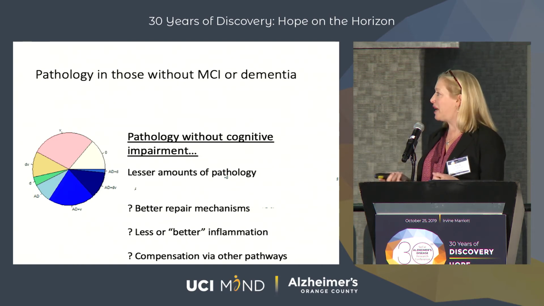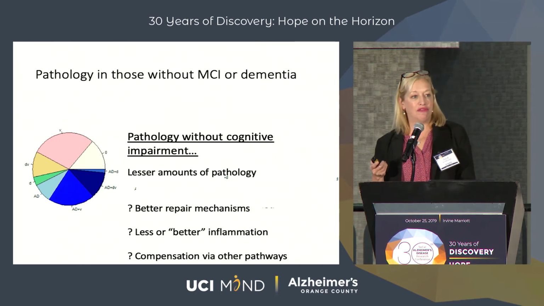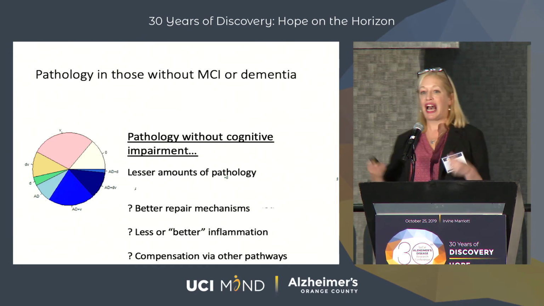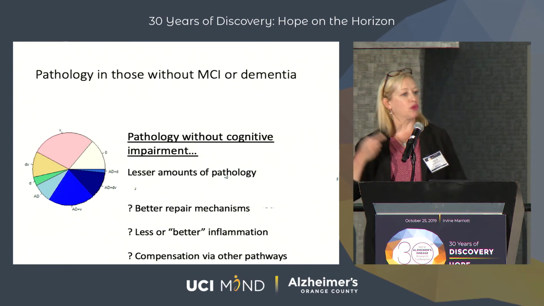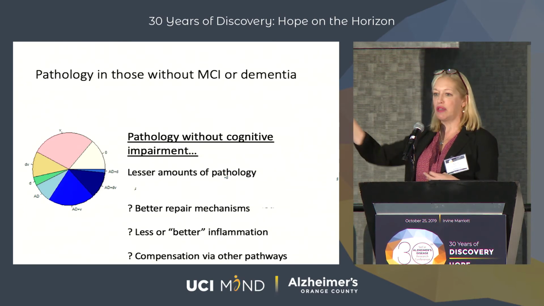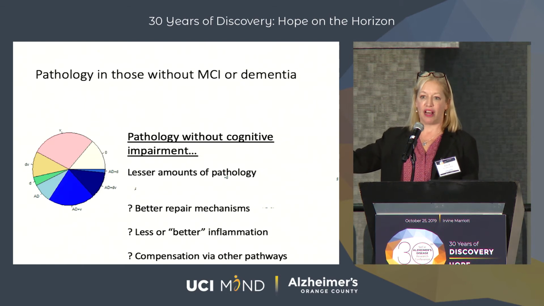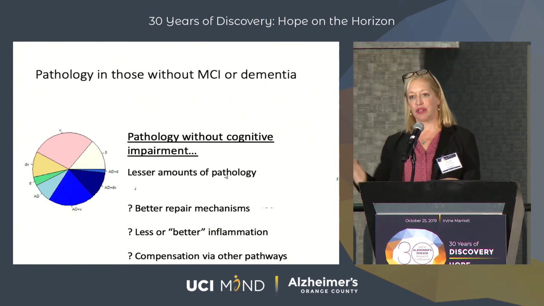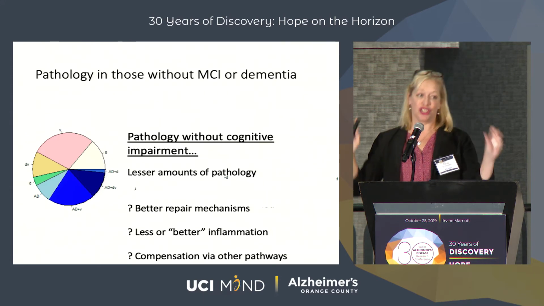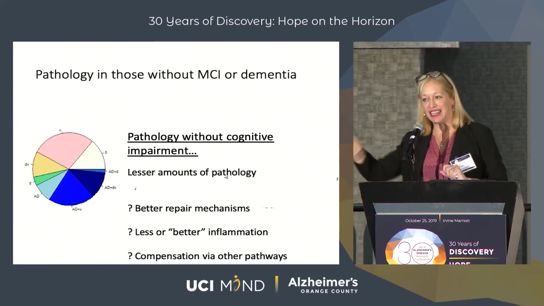Are there better repair mechanisms? Is it less inflammation, more inflammation, just a better inflammatory response? How about compensation? If you do crossword puzzles and you build connections in your brain, what are the things that we can do to be one of these people who has pathology but isn't exhibiting symptoms? Because that's just as good as not exhibiting symptoms. Well, maybe not just as good, but I'll take that rather than exhibiting symptoms.